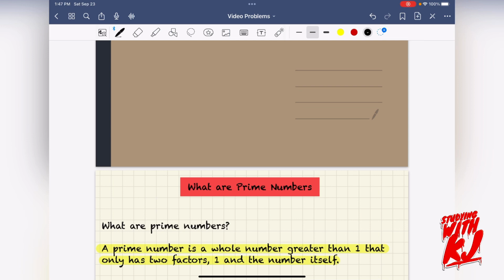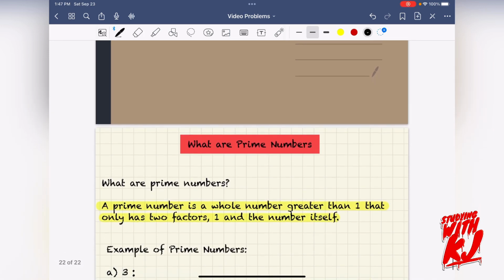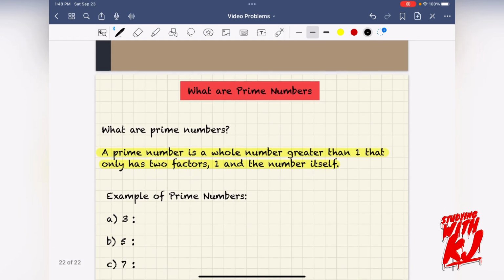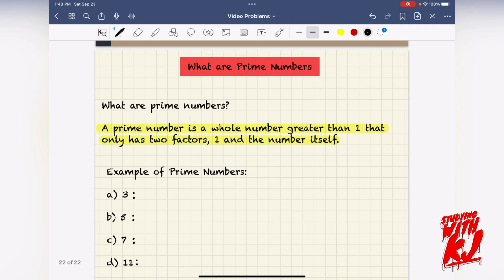So now that we have an understanding of the definition of a prime number, we can get into some example problems. So let's look at these examples of prime numbers below. Now these are some of the more common prime numbers that you'll see. So if we look at A, the first number is 3. Now 3 only has two factors, which is 1 and the number itself, and that number is 3. So 1 and 3 are the only two factors of 3, or the only two numbers that can be multiplied together to make 3. Or another way to think of it is 1 and 3 are the only two numbers that can be evenly divided into 3.